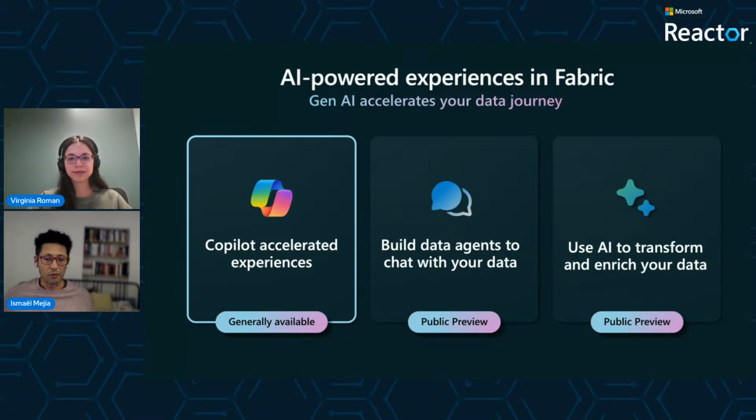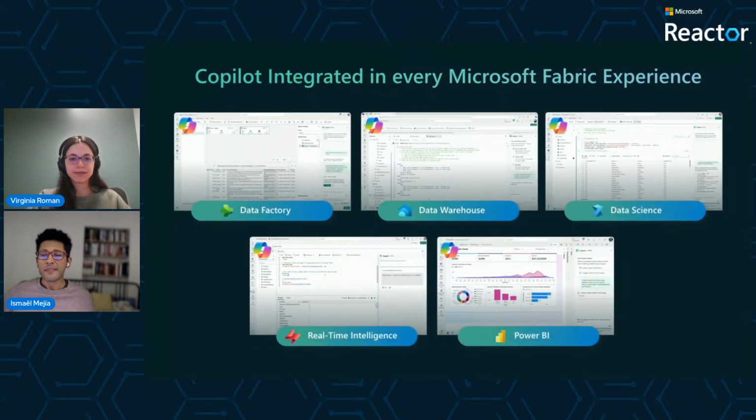So let's get started with these Copilot accelerated experiences. And what I want to mention is that Fabric has Copilot in any of its workloads. So you can go to Data Factory and use natural language to create the ETL transformations that you do for your data. You can go to Data Warehouse, same story. You write natural language and you create SQL queries. In data science, you can create Python notebooks, and it can help you, for example, to translate from one library to a different library. We will show that later on.